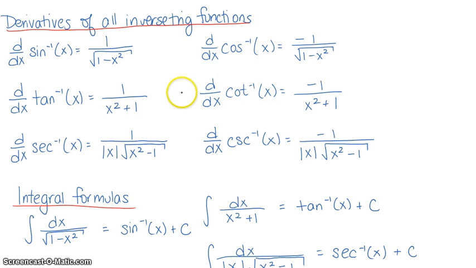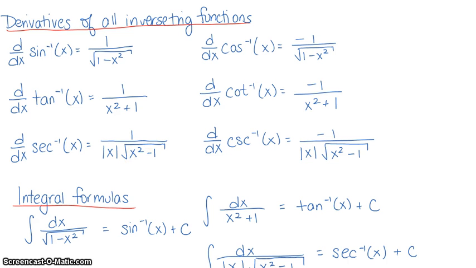If you notice again, the difference is only the sign. And for secant inverse and cosecant inverse, it's a little bit more complicated, but as you can see, it's based on the absolute value of x, and again the square root of x squared minus 1.